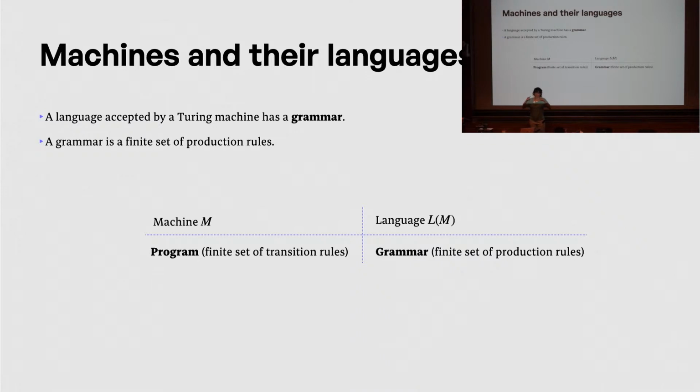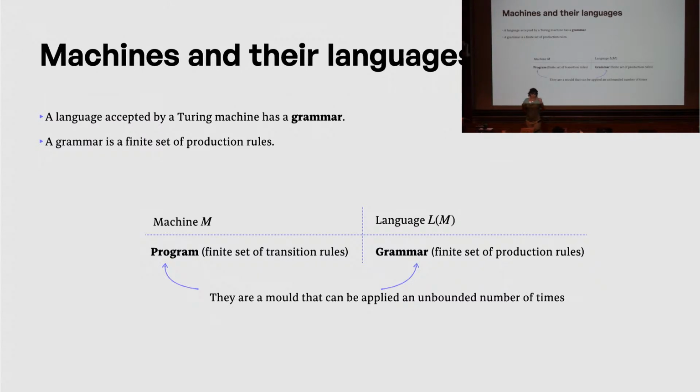So both are like infinite sets, or particularly the language is like an infinite set, which has a finite structure, or which admits a finite characterization. And that's a really strong condition, as we will see in a second. It's of measure 0, actually. So you can think both of a program and a grammar as a mold that can be applied an unbounded number of times to reach out to that infinite set.